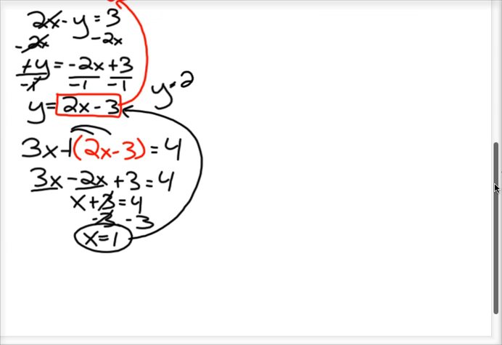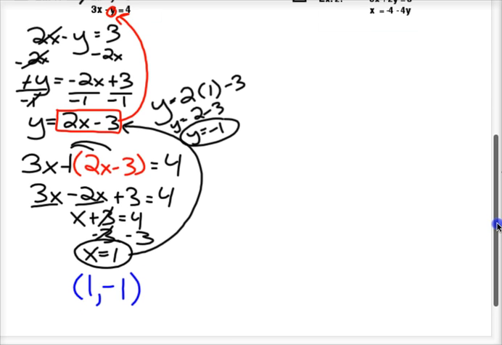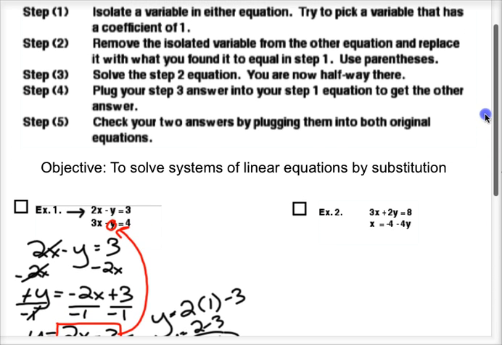So y equals 2 times x. Well, I know that x is 1, minus 3. So y is 2 minus 3, or y is negative 1. So now I have both pieces. I have my x and I have my y. So when I'm writing this solution, I want you to write these solutions as points. So this solution is going to be the point 1, negative 1. That solves this system. It's true for both equations of this system.